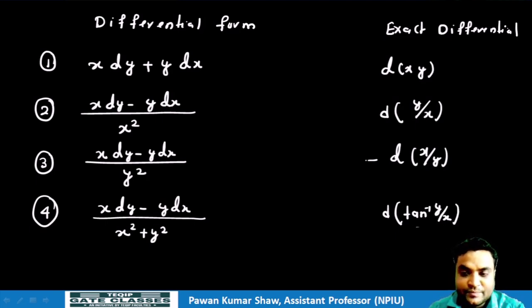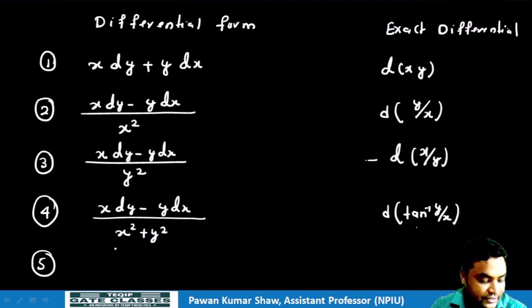Now how can we derive this? Suppose you take the total differentiation of this one, that is d of tan inverse of y by x. So you can write 1 by 1 plus y square by x square, and again we have to take the differentiation of this y by x. So after calculation, you will get x dy minus y dx divided by x square plus y square.